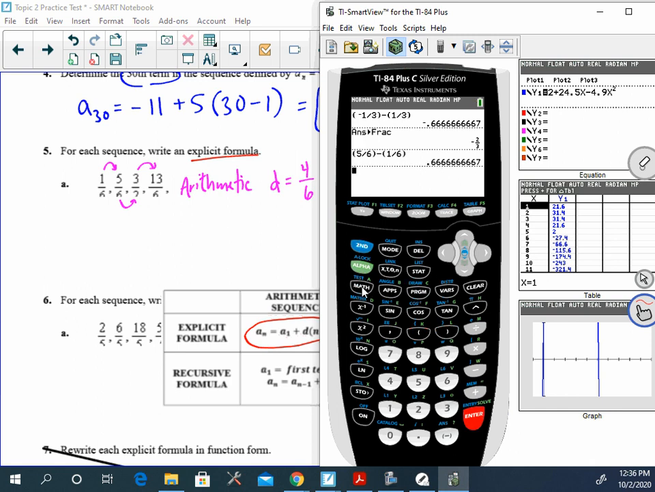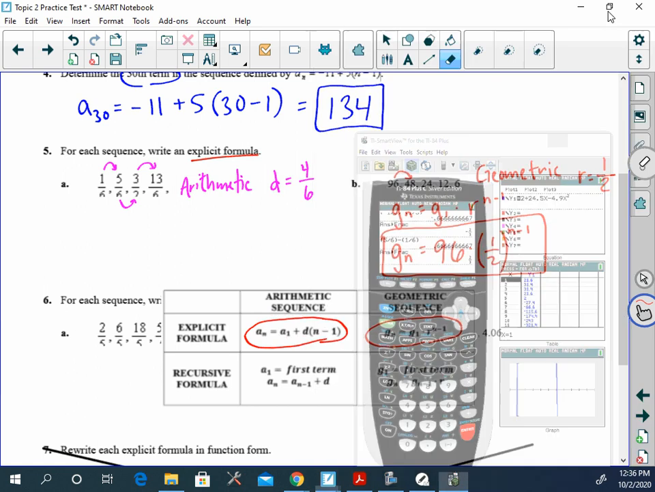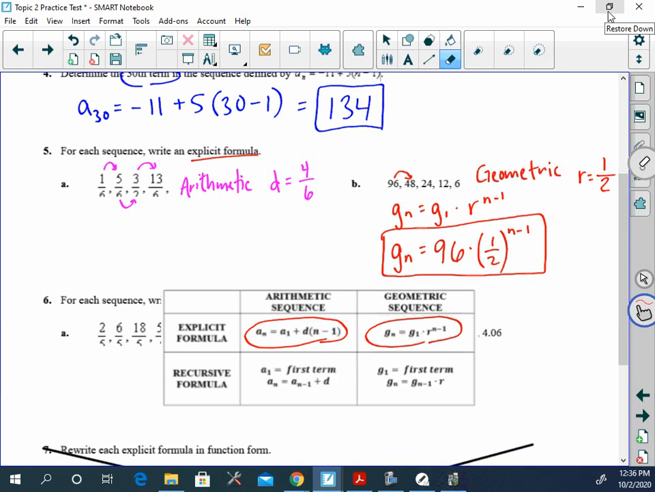Again, you can click that math button and switch it to a fraction so that you have your answer in fraction form. So 4/6, I'm going to rewrite that as 2/3 because that's what that would reduce down to. Okay, so let me rewrite this as 2/3. And then I'm going to grab my arithmetic explicit formula that's right here, and I'm going to write that down as is to start with.